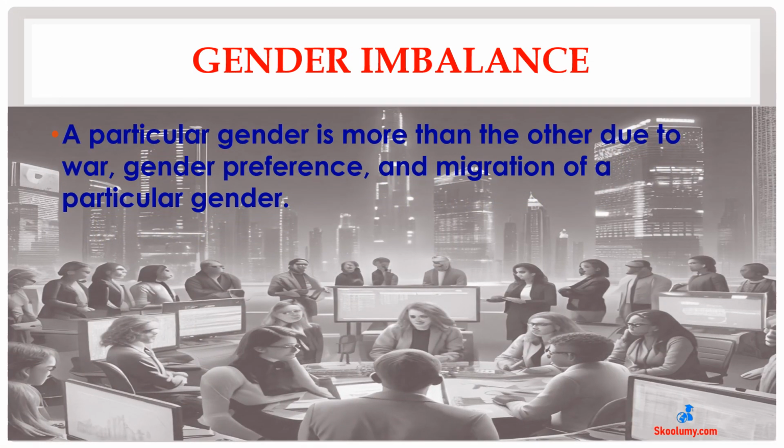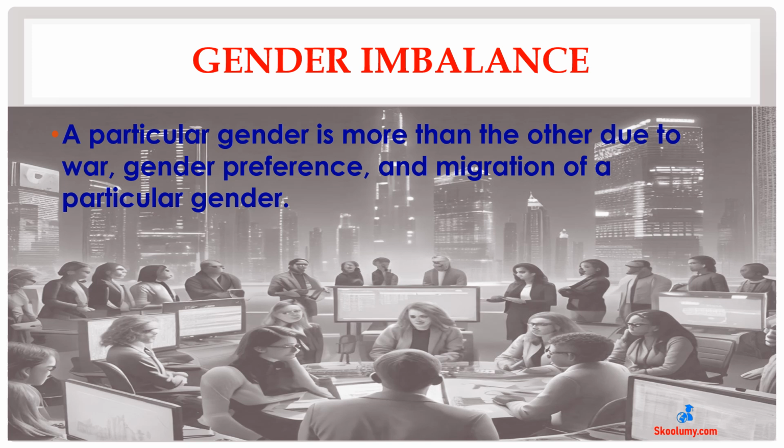Gender imbalance occurs when a particular gender outnumbers the other. The number of males can exceed the number of females, or females can outnumber males. Normally, there should be equal number of males and females in the population. The reasons for gender imbalance include war, gender preference, and migration of a particular gender.